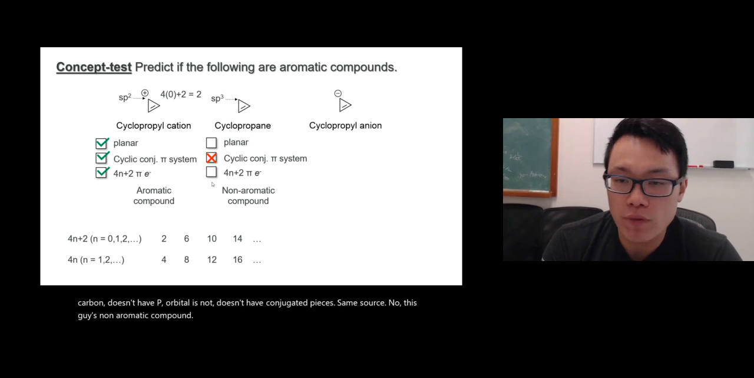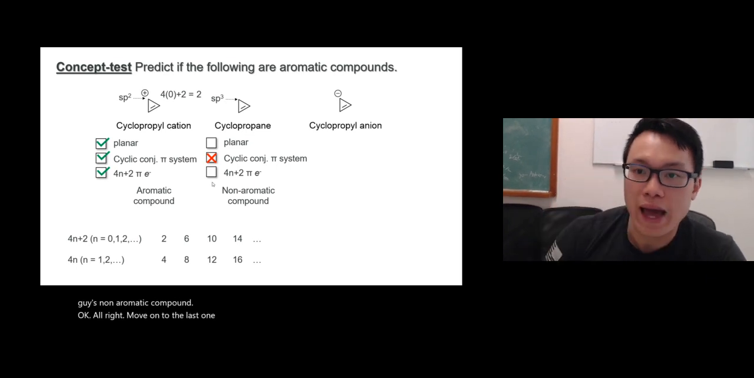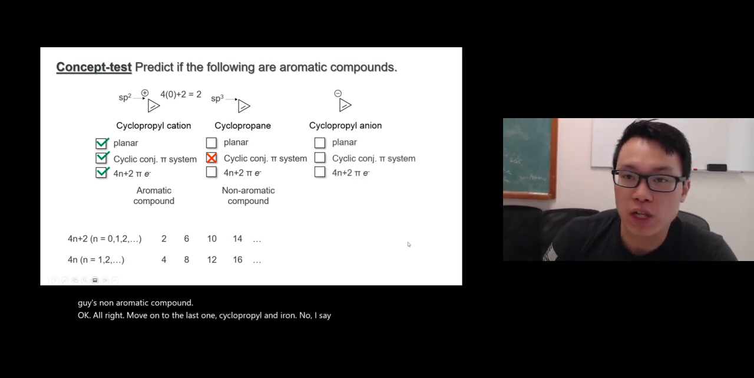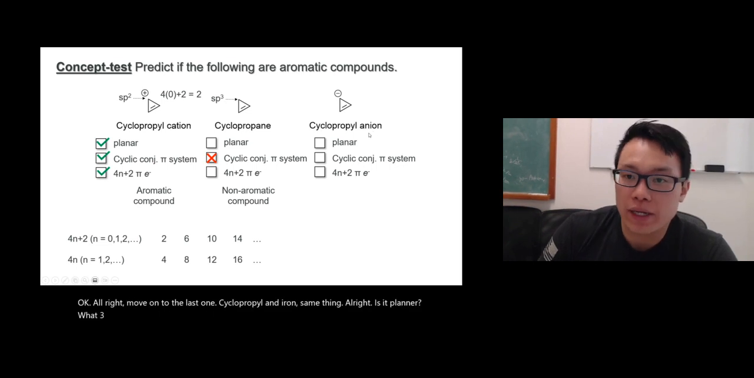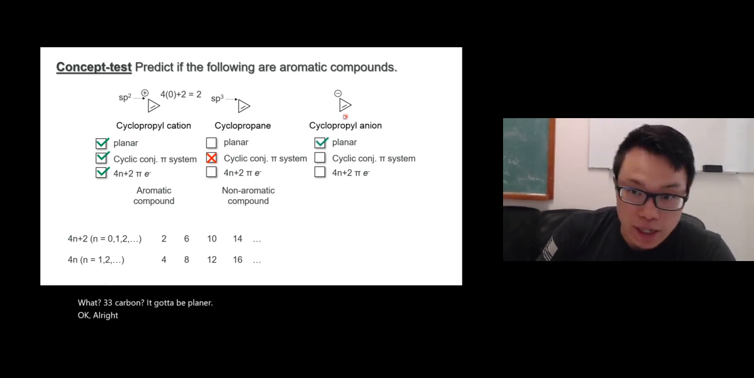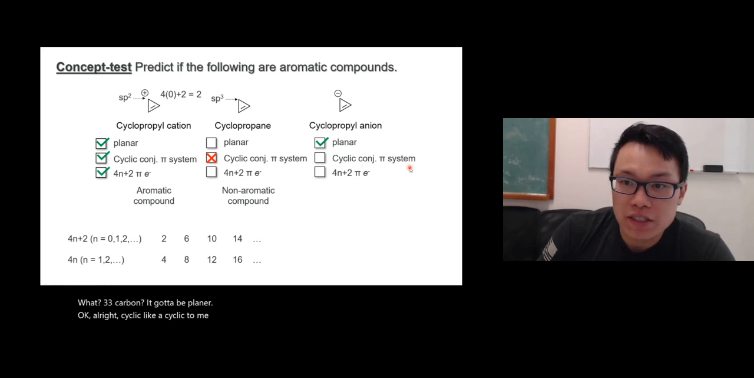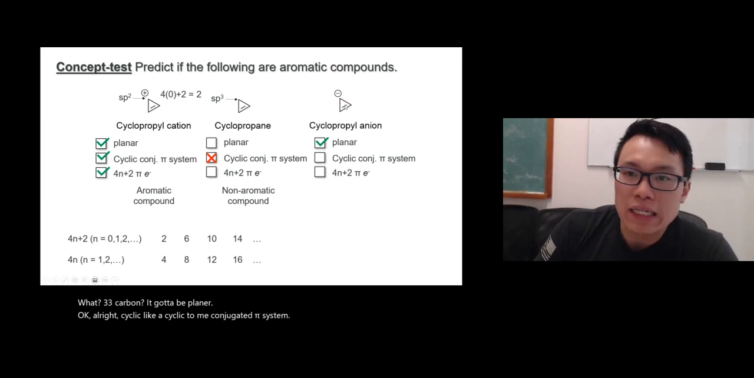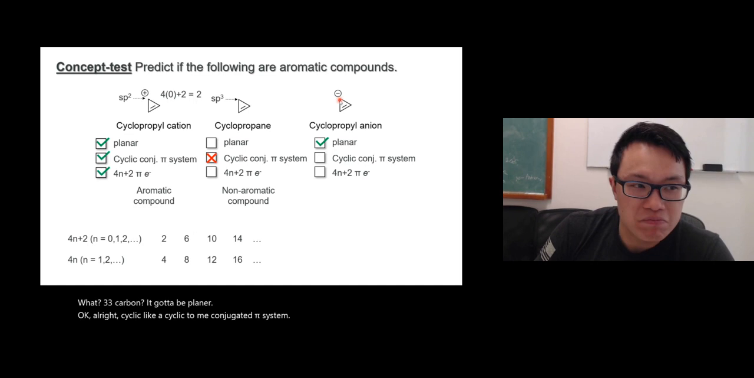Move on to the last one, the cyclopropyl anion. Same thing. Is it planar? Well, three carbons, it has to be planar. Cyclic, it looks cyclic to me. Conjugated pi system. That is, I have a pi bond.